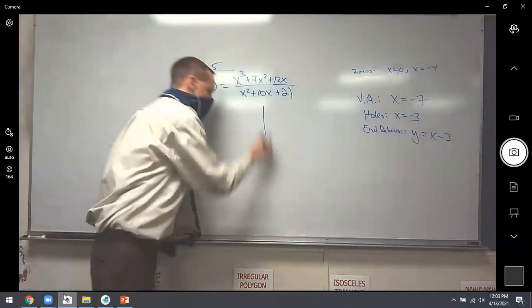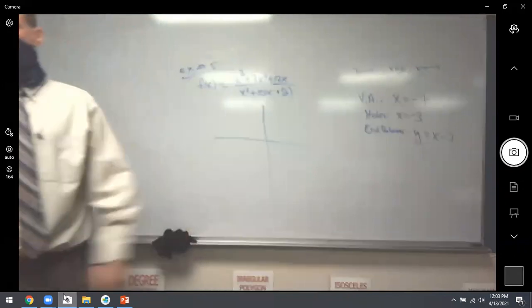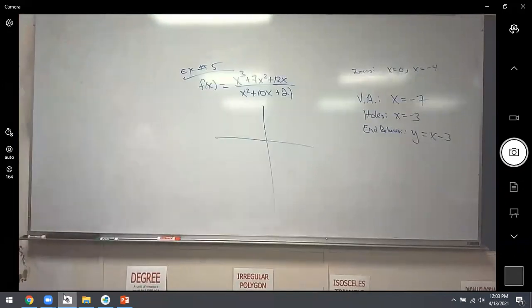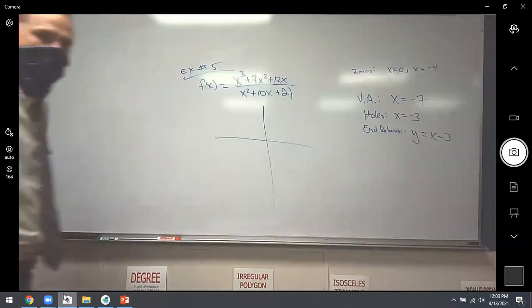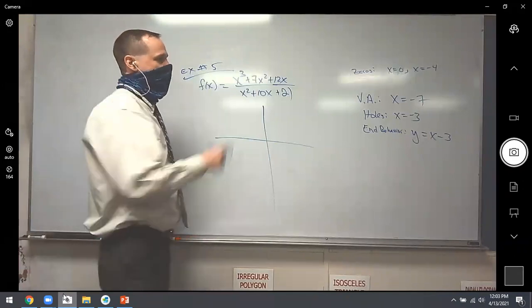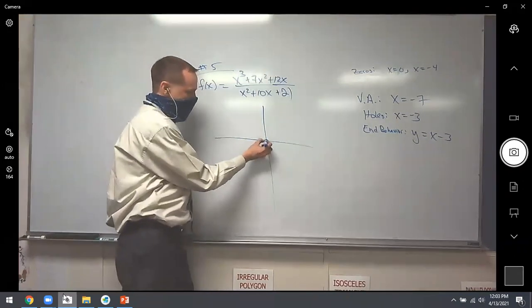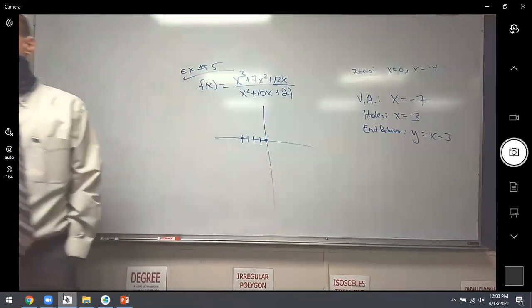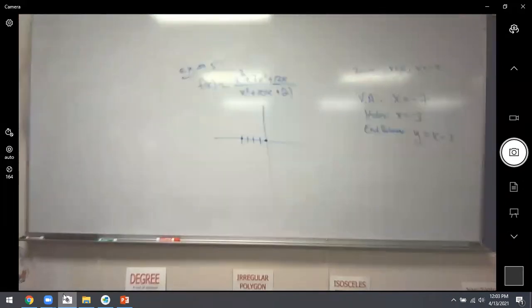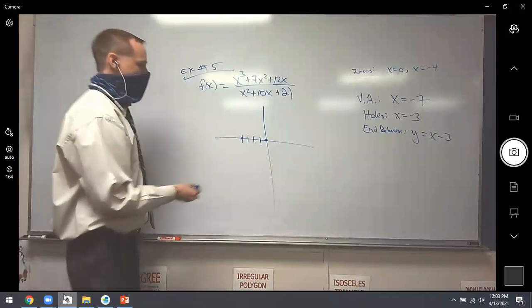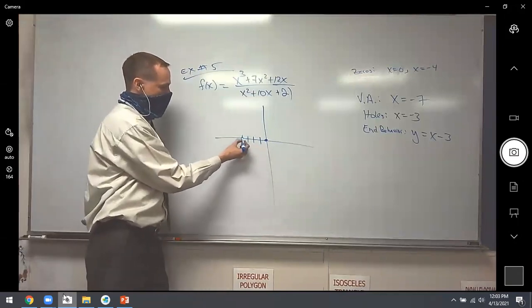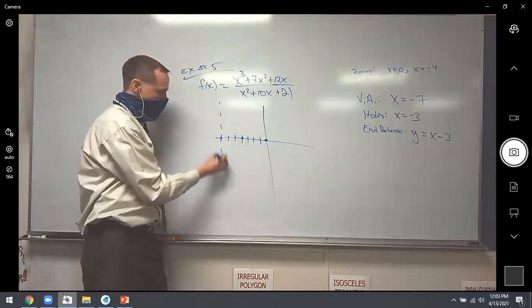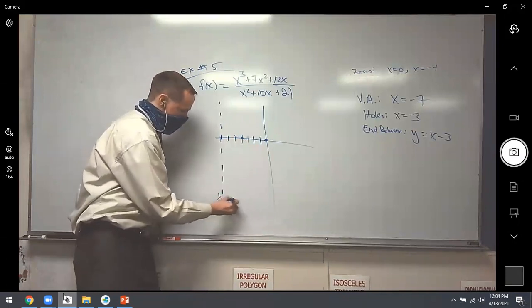So here we go. We're going to draw this. We're going to use all the information on here. We're going to ignore the hole until the very, very end, and you're going to see what to do with it and why it's called the hole. There's zeros at 0 and at -4. So it's going to cross the axis at those two spots. There's a vertical asymptote at -7. 1, 2, 3, 4, 5, 6, 7. The graph's going to blow up at x is -7.